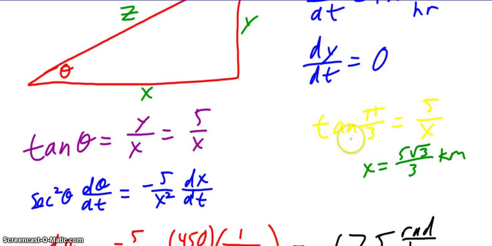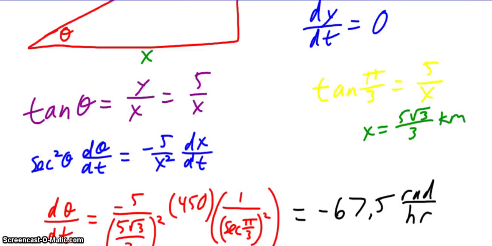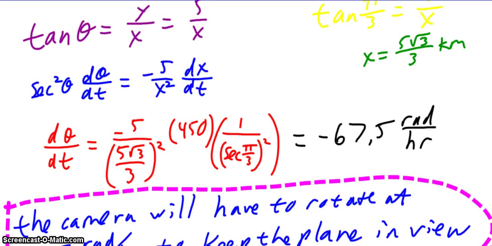So over here to the side, I did tangent of pi thirds equals 5 over x, and I solved this for x. I know that tangent of pi thirds is root 3, so x is 5 root 3 over 3. If I used cotangent, I would not have to ever find x when theta is pi thirds. I'll show you that after this.